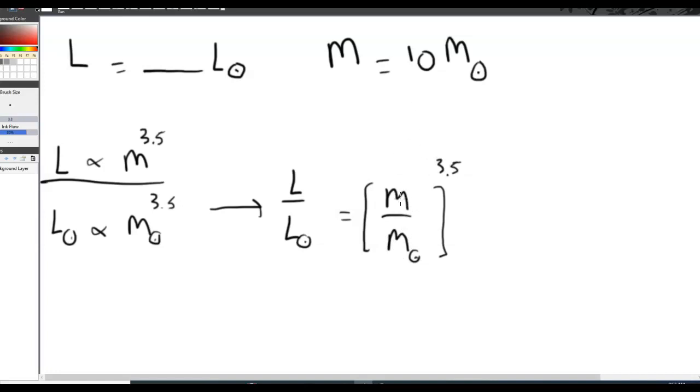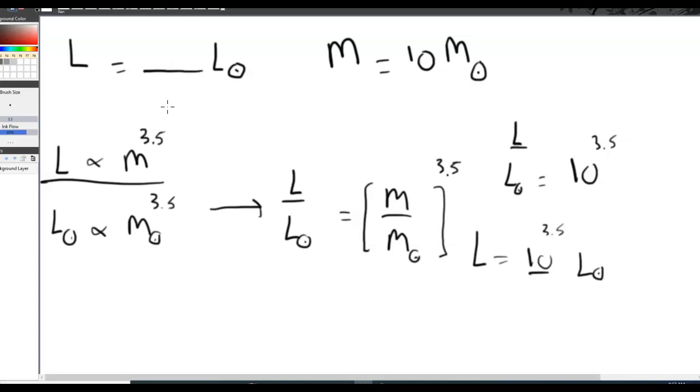The ratio of the mass of the star to the mass of our sun is 10. And so that means that the ratio of L over L sun is equal to 10 raised to the power 3.5. That's just this inside the brackets part, raised to the power 3.5. And so that means L should be equal to 10 to the power 3.5 times L sun. And so this number right here is the answer to my question.